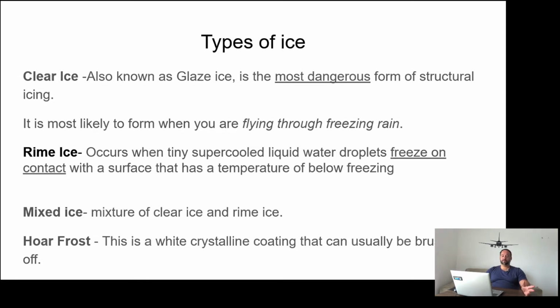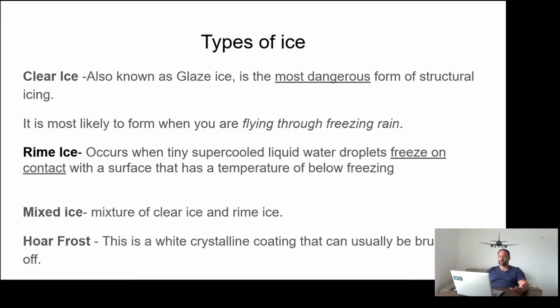Types of ice. Clear ice, also known as glaze ice, is the most dangerous form of structure icing. It is most likely to form when you are flying through freezing rain. Rime ice occurs when tiny supercooled liquid water droplets freeze on contact with a surface that has a temperature below freezing. All right, mixed ice, a mixture of clear ice and rime ice.